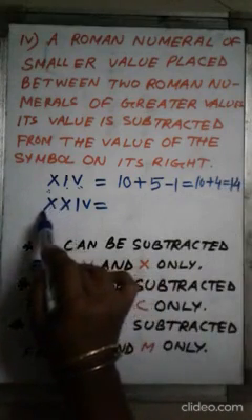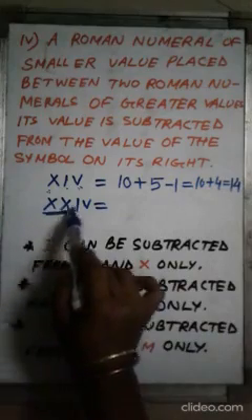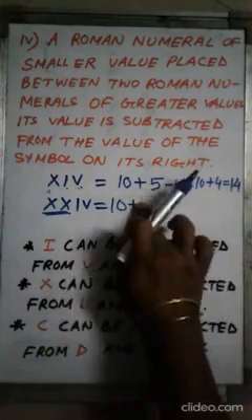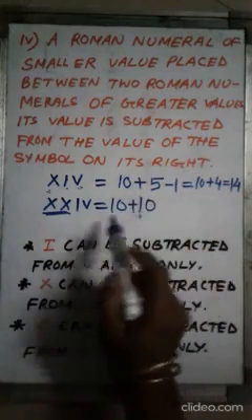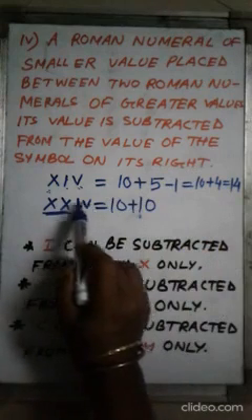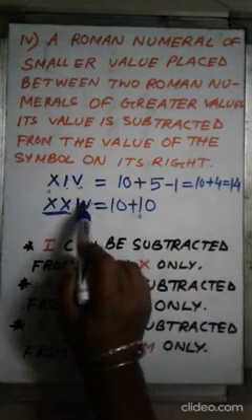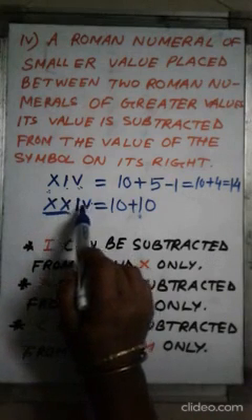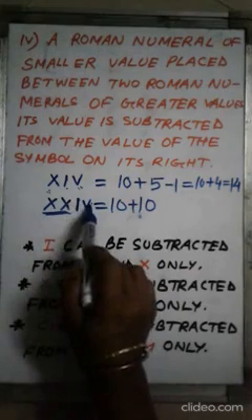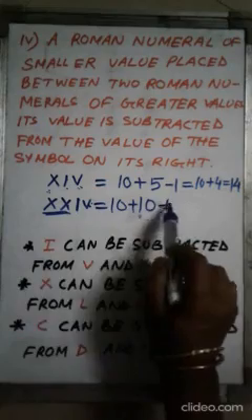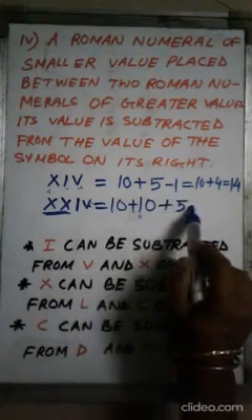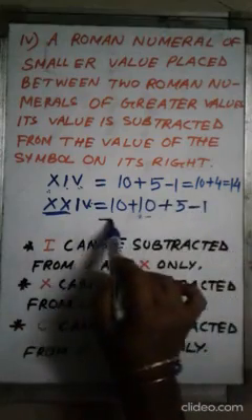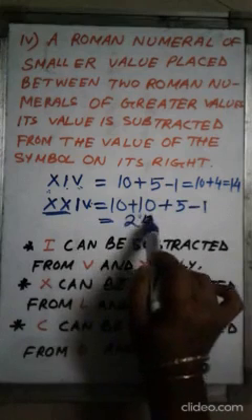For this also, there is repetition of the symbols, so 10 plus 10. Then this smaller value is between these two greater values, so we subtract this 1 from this 5. So 10 plus 10 plus 5 minus 1 will be equal to 24.